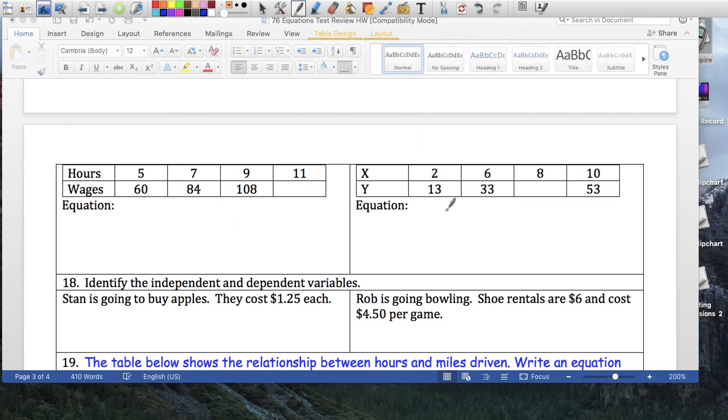It's everything. So to get to Y, the 13, I have to take the 2 multiplied by 5 and add this 3. So it's 5 times the x plus 3. 5 times 2 is 10 plus 3 is 13. 5 times 6 is 30 plus 3 is 33. Okay.